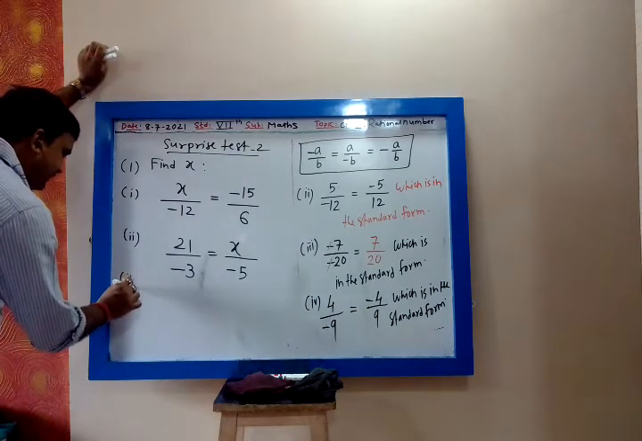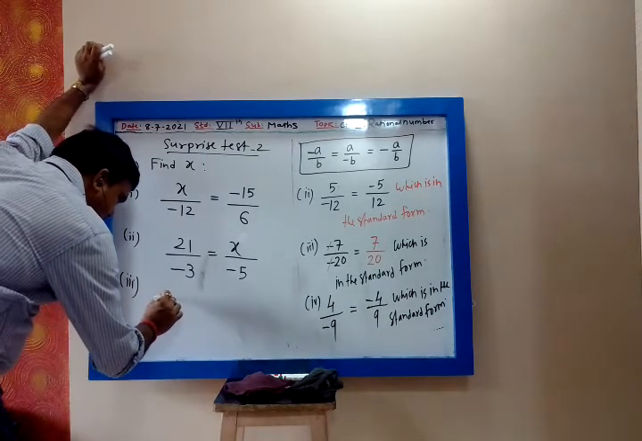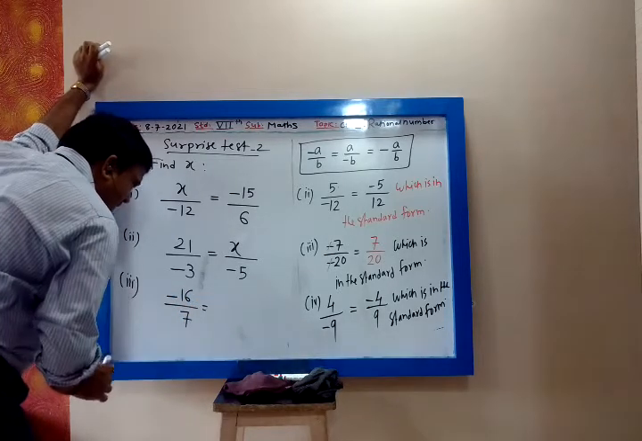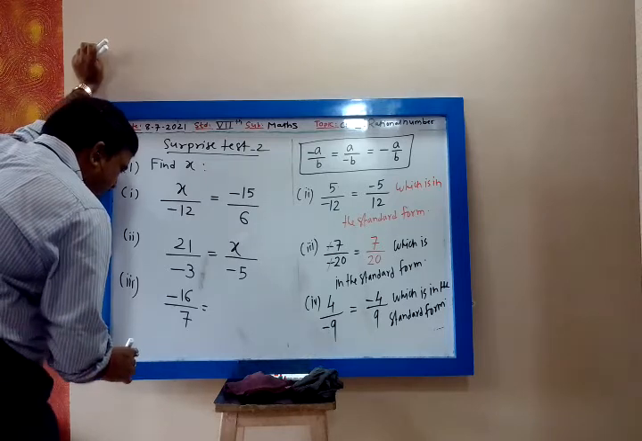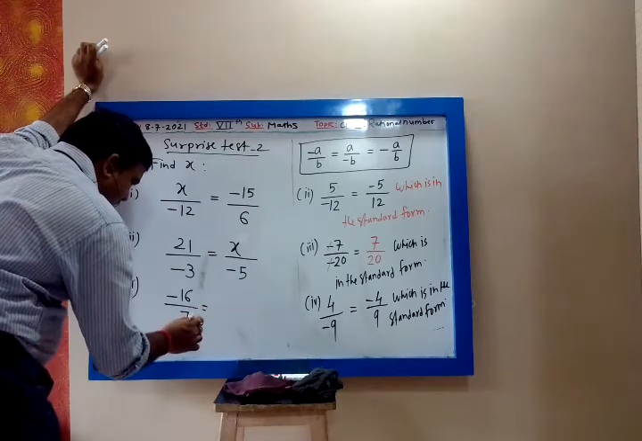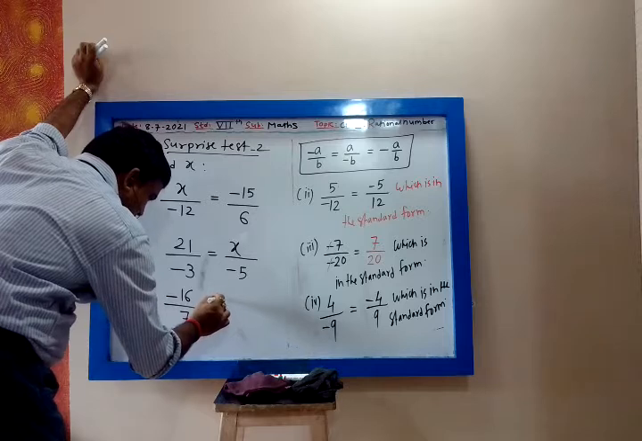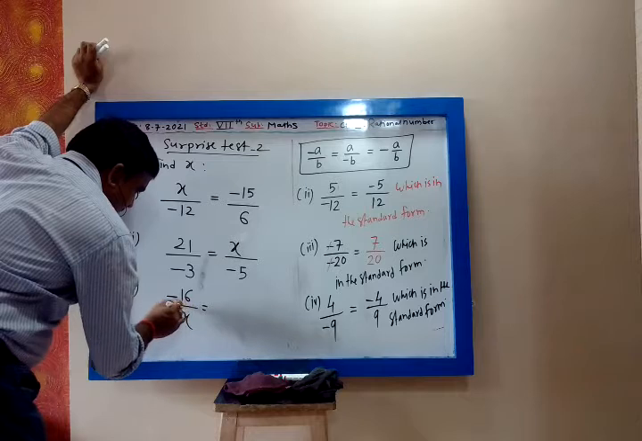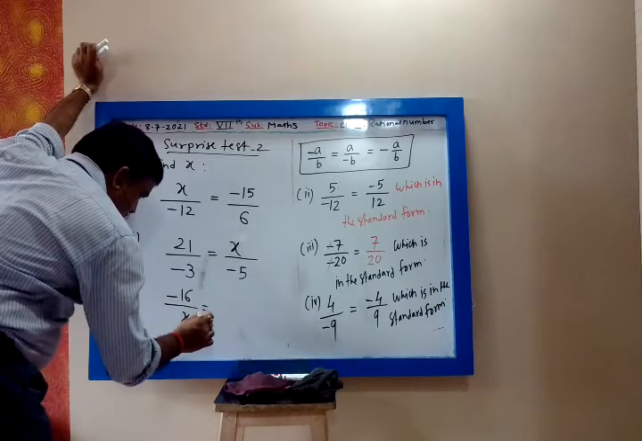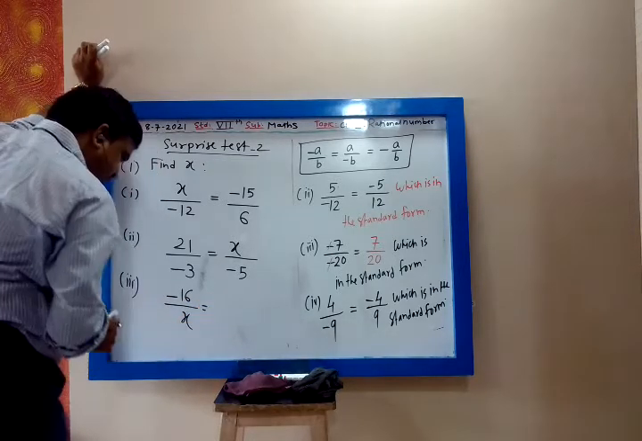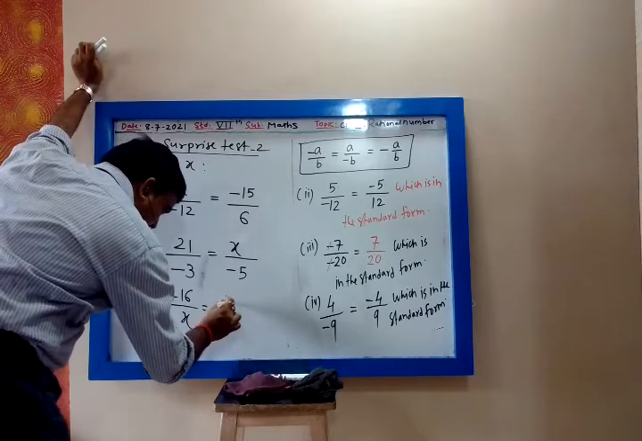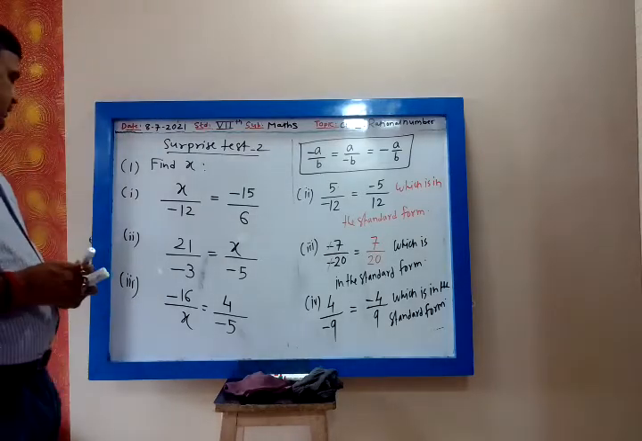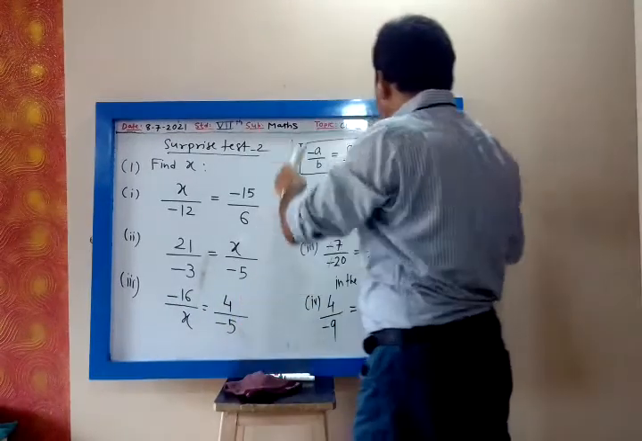Then third, find x. Minus 16 upon 7 is equal to x. Then minus 16 upon x is equal to 4 upon minus 5. Find out all these.